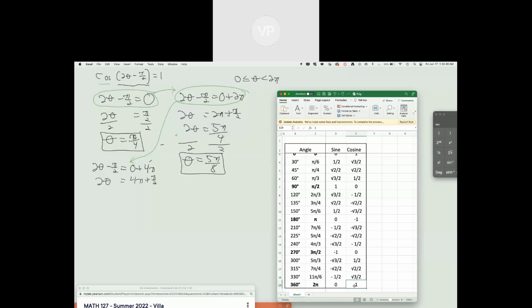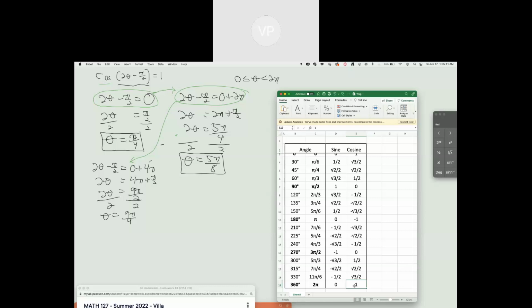Solve for theta. We get 4 pi plus pi over 2. 2 theta equals, it looks like it's 9 pi over 2. Common denominator of 2, we get 8 pi over 2, and 8 pi over 2 plus pi over 2 is 9 pi over 2. Divide both sides by 2, and we get 9 pi over 4.